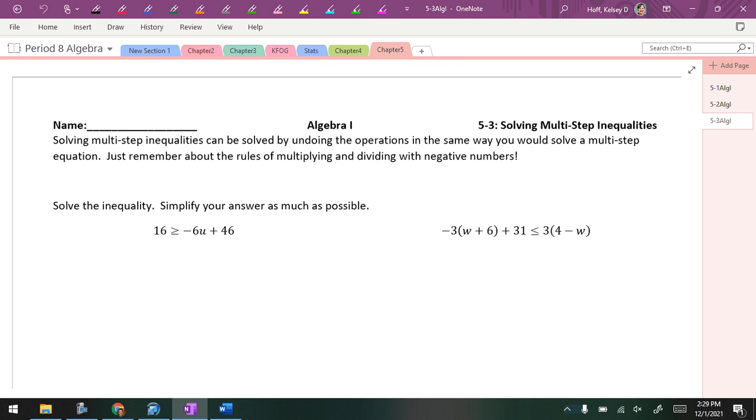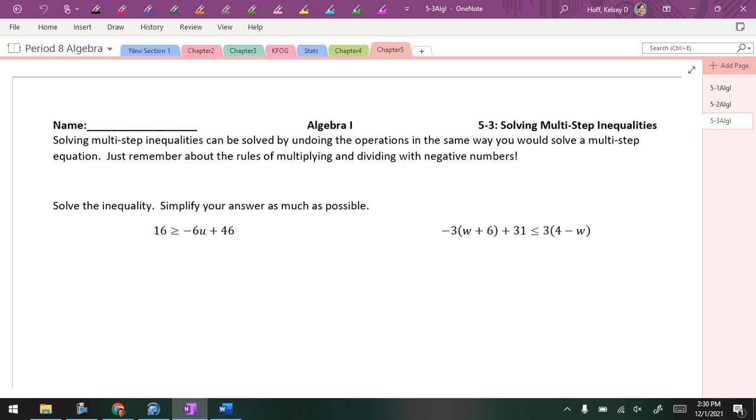All right, we did adding and subtracting Monday. We added in multiplication and division where some of the rules changed. If you multiply or divide by a negative, you have to flip, okay? So now we're going to go to multi-step. Just like equations, you undo them for inequalities as well. Remember the rules about multiplying and dividing with negative numbers.